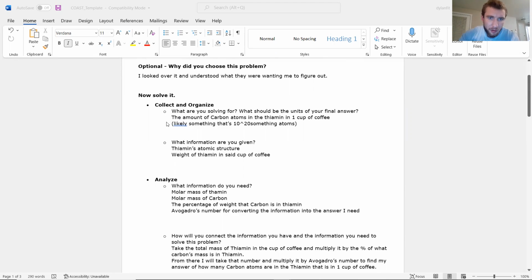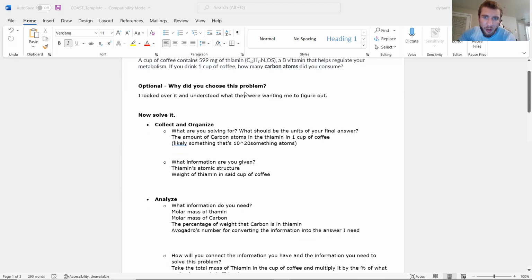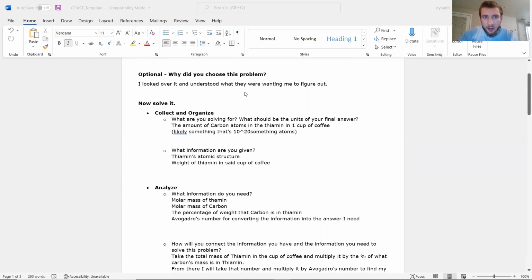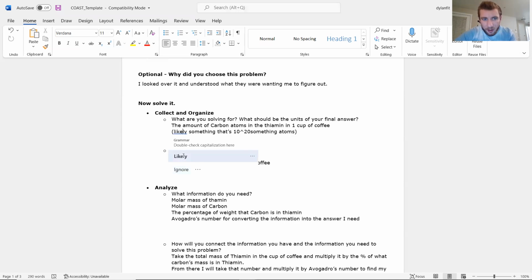Let's see, so collect and organize. So what are we solving for? What should the units be in the final answer? So it's going to be the amount of carbon atoms that are in 1 cup of thiamine. Like I said, it's likely to be something that's 10 to the 23rd atoms at some point.